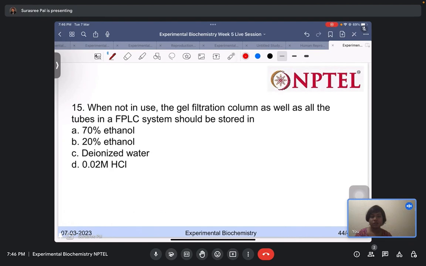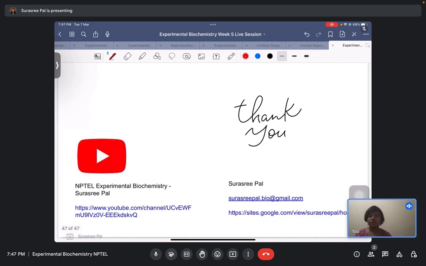When not in use, the gel filtration column and the tubes in the FPLC system should be stored in 20% ethanol. That is the storage solution that we use for our column and all the tubes of the FPLC system, which is good for the column. It does not allow the column to dry up in 20% ethanol solution. Sorry, this is the last question for today. Right, so that is the correct answer, 20% ethanol.